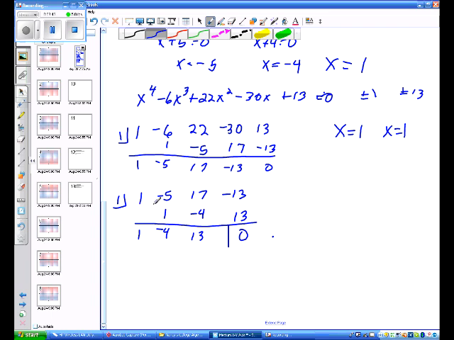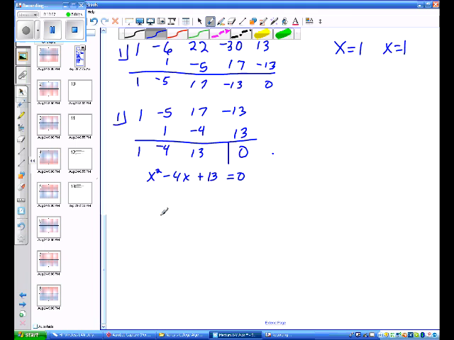Now, once a number doesn't work, then it won't work even in the reduced equation. So if we had tried 13 and it didn't work up here, then it wouldn't have worked down here in the reduced equation. Now what I have left then is x squared minus 4x plus 13. Now that's not factorable, but I can use my quadratic formula and solve for x because now I'm down to a quadratic.